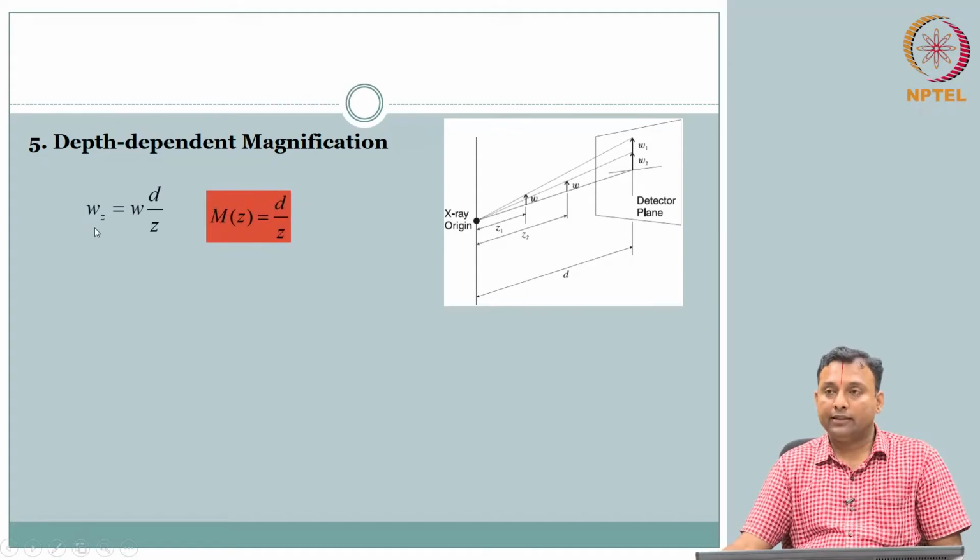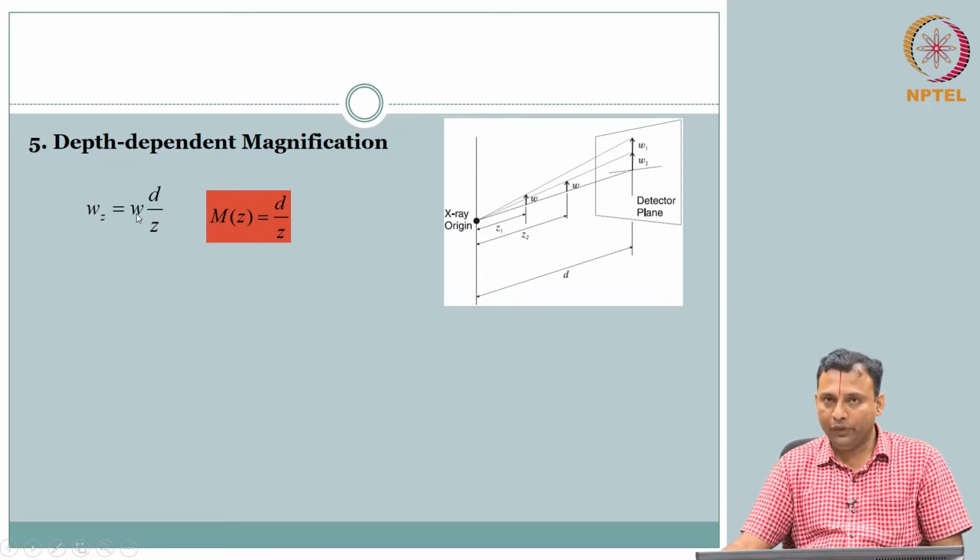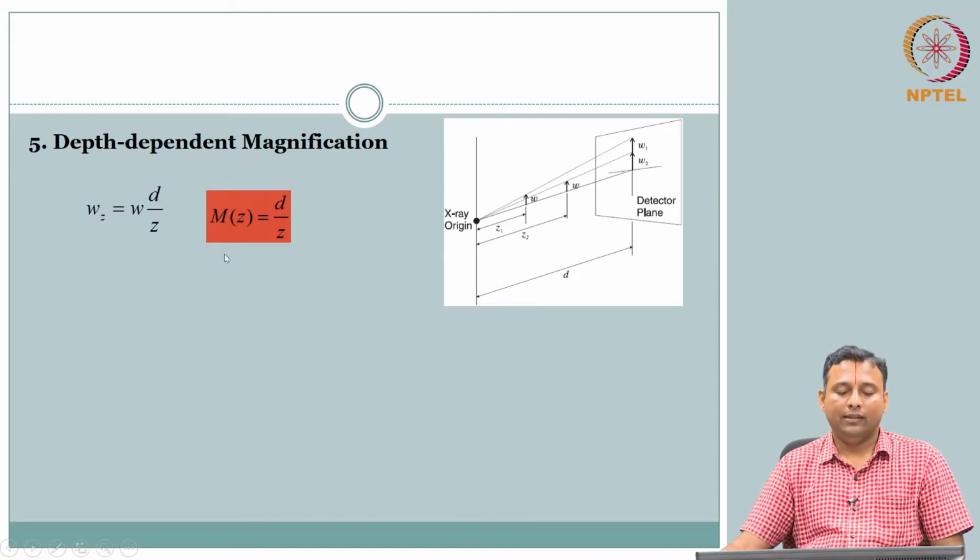So you can write W of Z as nothing but W, the ground truth value, times the magnification, and the magnification factor is therefore D by Z, which is your similar triangles approach, right? So D by Z. Why is it written as M of Z? Because this is depth dependent. Depth in our xy is our imaging plane, so z is your depth direction in this schematic, and so M of Z is your D by Z.